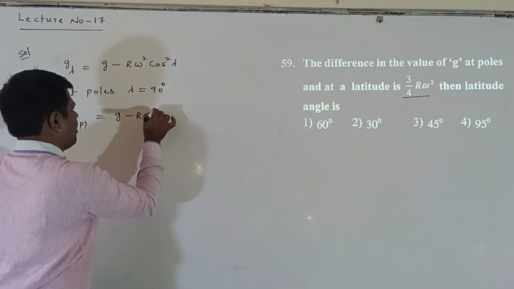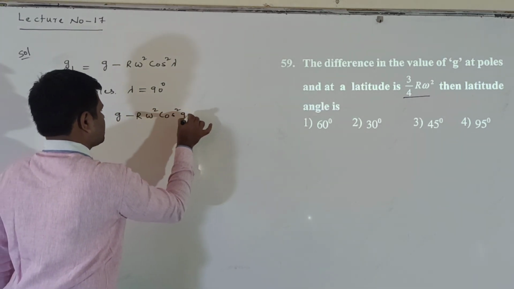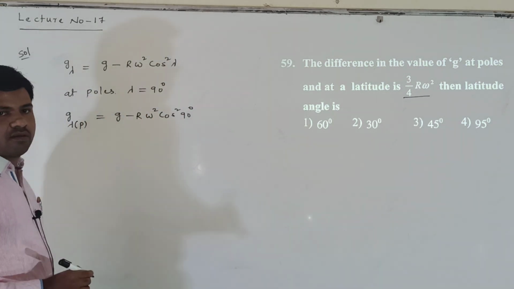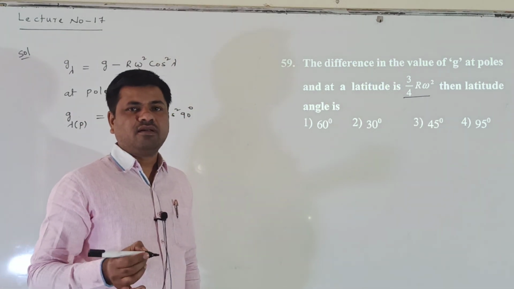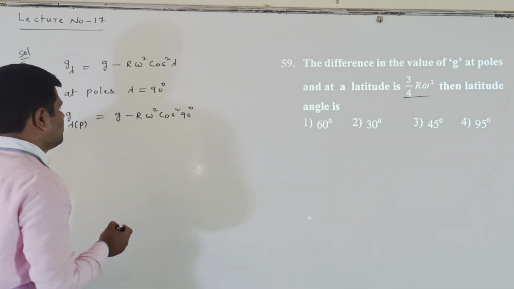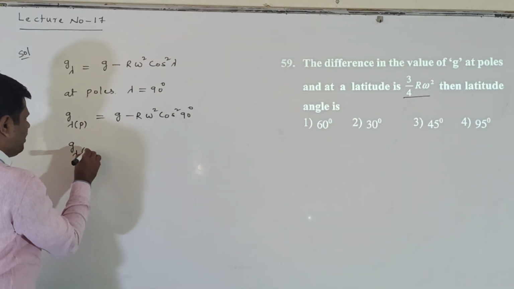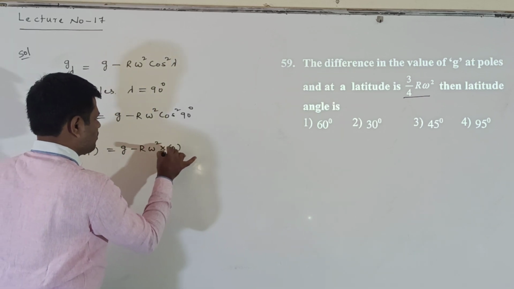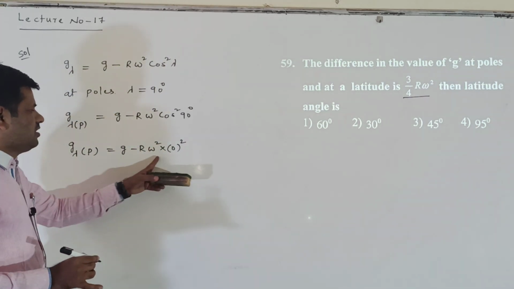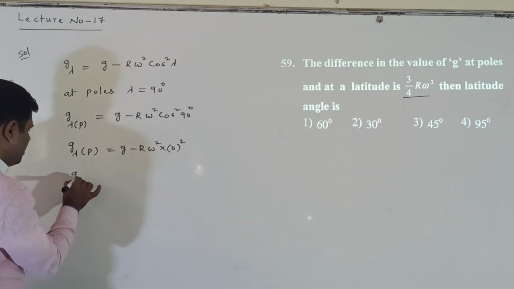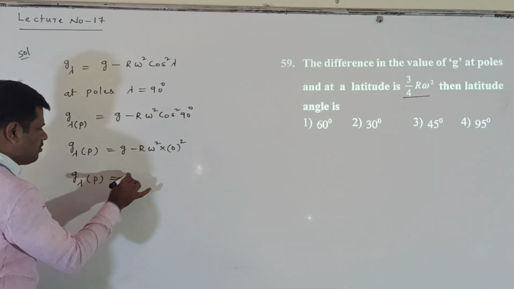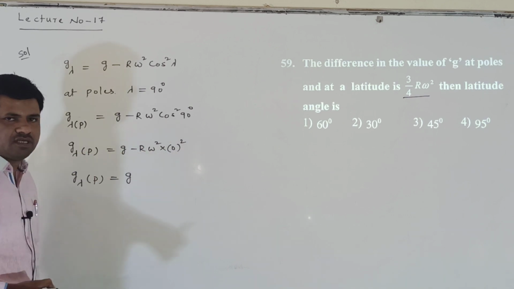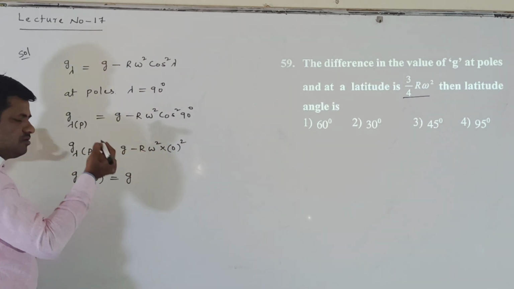g minus R omega square cos square 90. Here sin 90 value is 1, cos 90 value is 0. So g lambda at P is equal to g minus R omega square into 0 square. 0 square is 0, so the total of this value is 0. Means g lambda at poles is equal to g minus 0, equal to g.